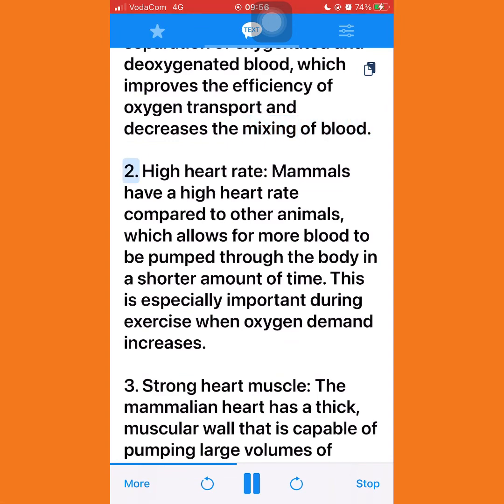2. High heart rate. Mammals have a high heart rate compared to other animals, which allows for more blood to be pumped through the body in a shorter amount of time. This is especially important during exercise when oxygen demand increases.